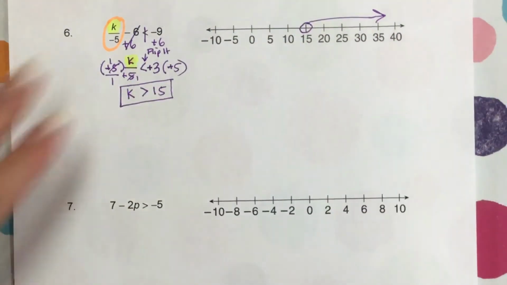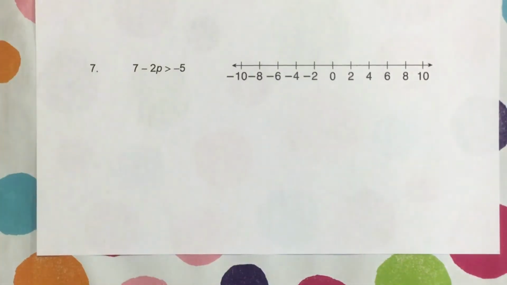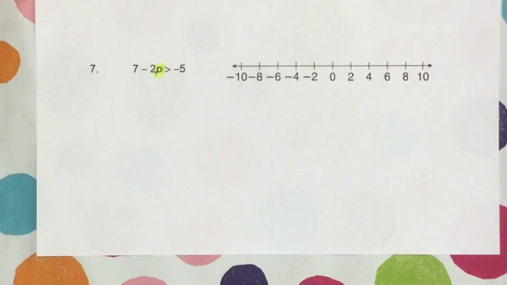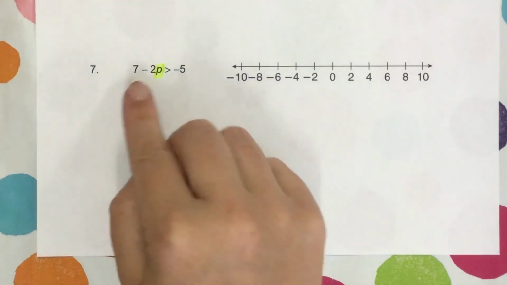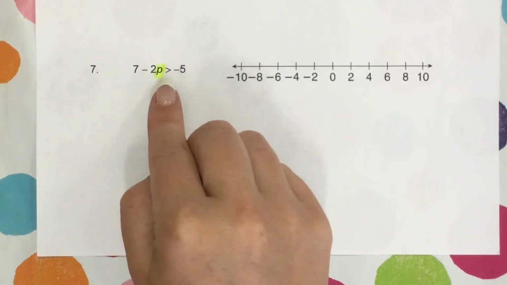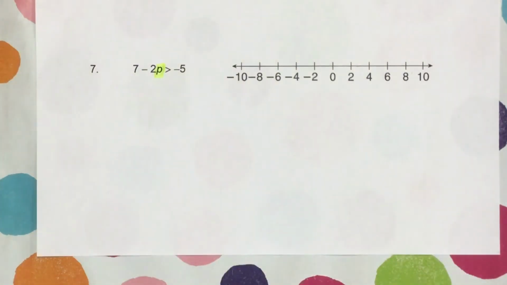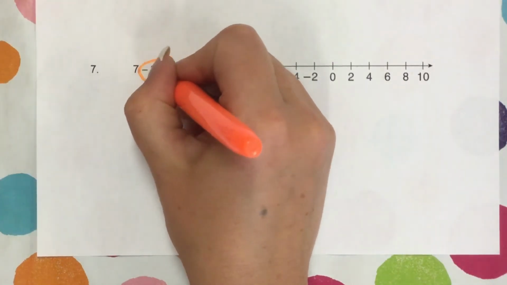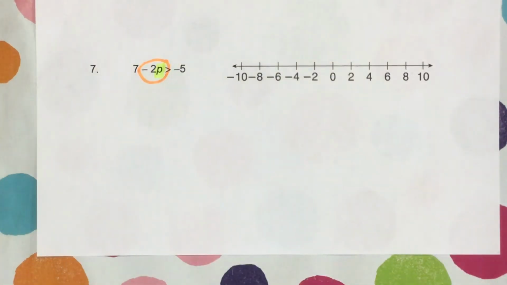Okay, on to problem number 7. This is the last one. Let's go ahead and see how you did. We need to figure out what P is. P is right here. Okay, we got to get P by itself. We have 7 minus 2P is greater than -5. Cool. We know we have to keep this -2P together until the bitter end.